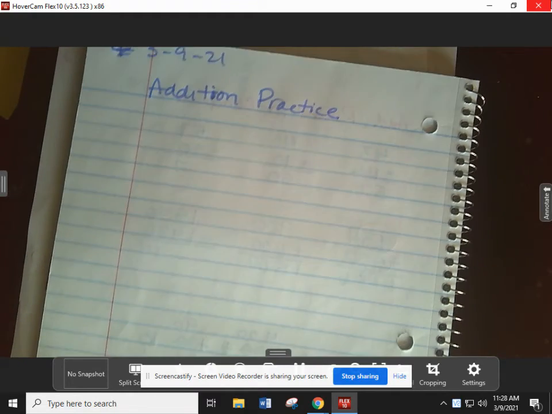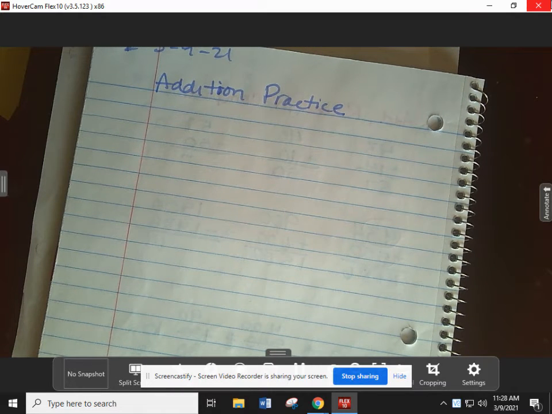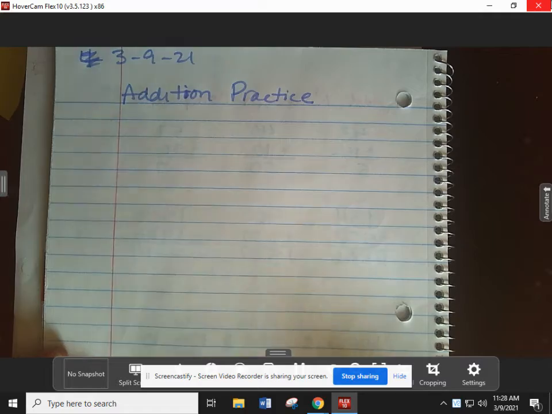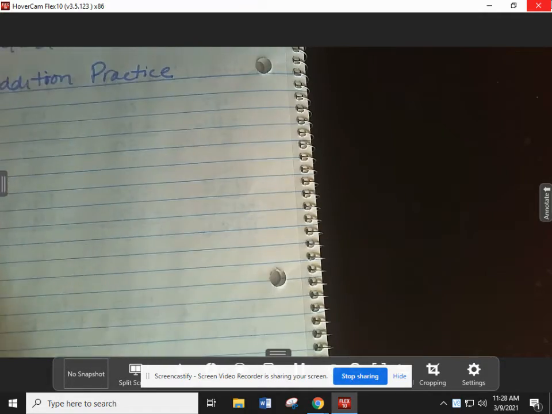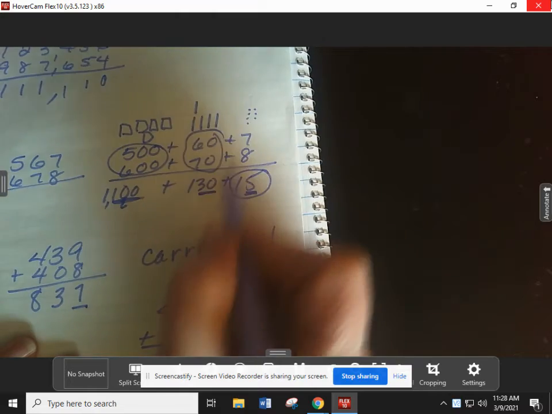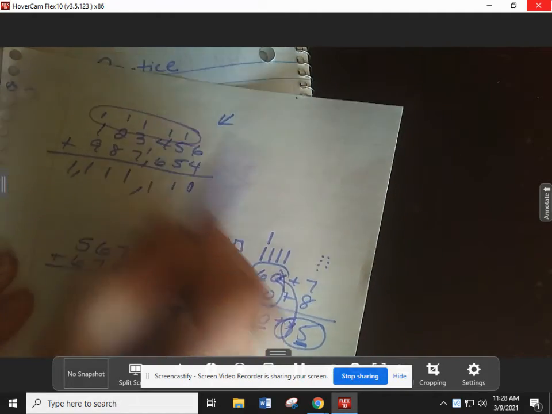I am not going to start with a 6-digit plus a 6-digit because that freaks some people out, even though you can do it. So we're going to think about this. Remember that if you have to carry a 1 to the next digit, you do that. That's what happened up here.